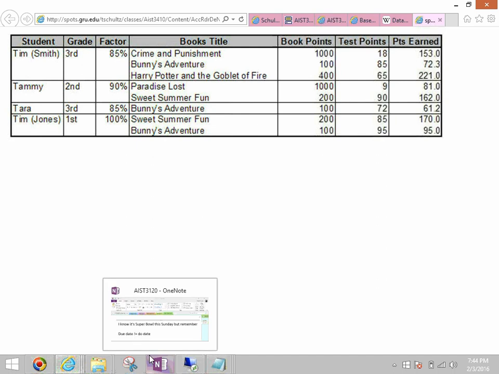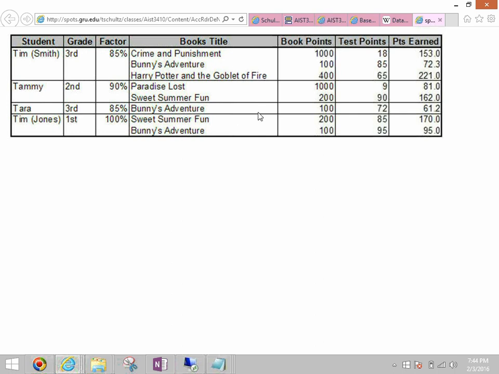But there are also what they call anomalies. What if Tara leaves? This is a deletion anomaly. An anomaly is a weird, bad thing to happen to the data. What if Tara were to leave the school? They say no problem, just take Tara's records out of there. Well, the problem is this line of Tara's isn't just about Tara. This is where we have information like a second grader gets 90% of the credit. If we delete Tara, we also take with that the fact that second graders are worth 90%. We also, I think, lose the fact that Paradise Lost is worth 1,000 points.